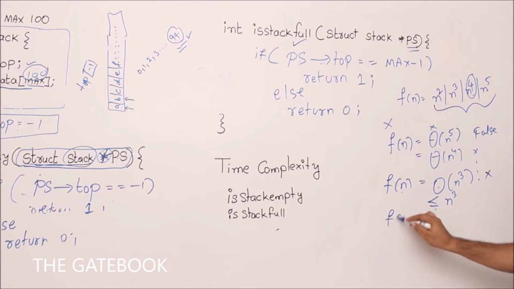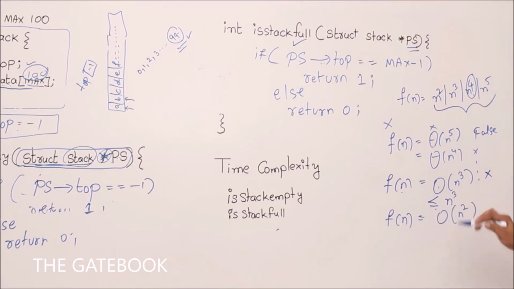Now, can I say f of n equal to order of n square? We'll see. That means less than or equal to n square. My program's running time is always less than or equal to n square. Is it always less than or equal to n square? No. Sometimes it is greater than n square. This is also wrong. Correct? So final touch: what to do then?